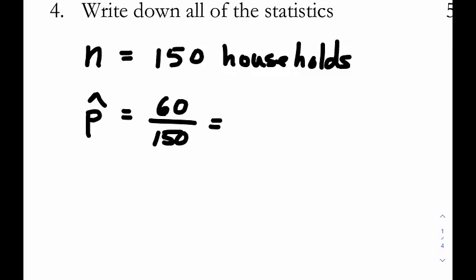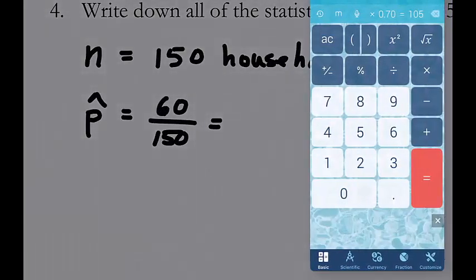We get bonus points if that's not a repeating decimal. Let's go ahead and divide. Take 60 divided by 150.